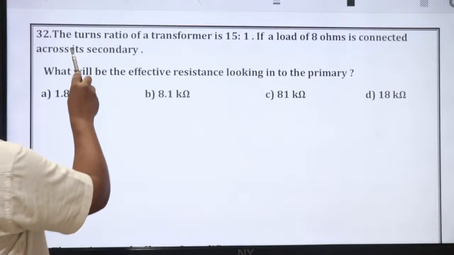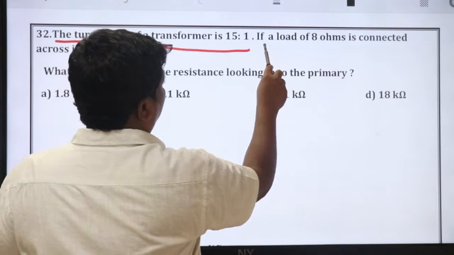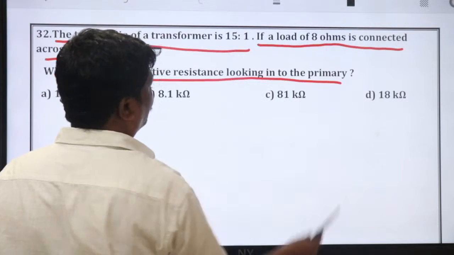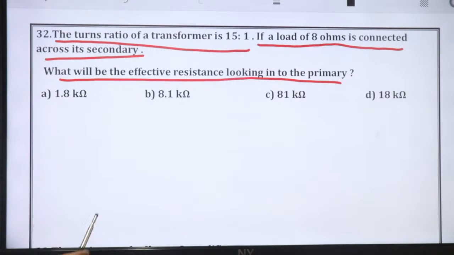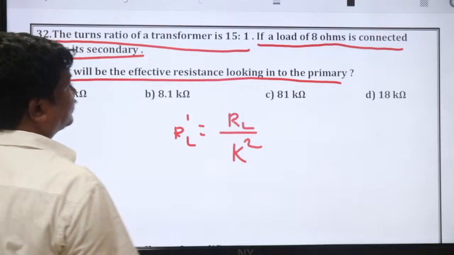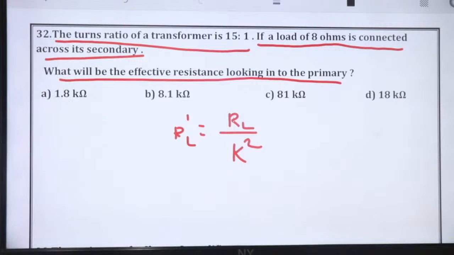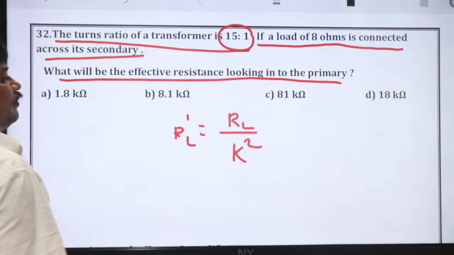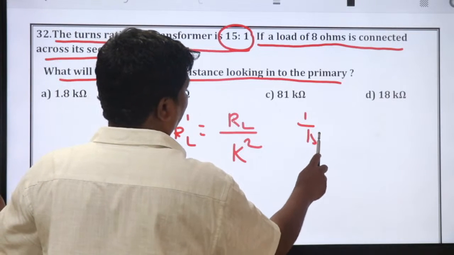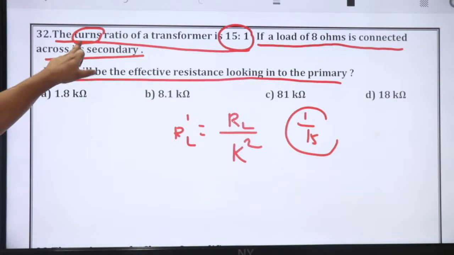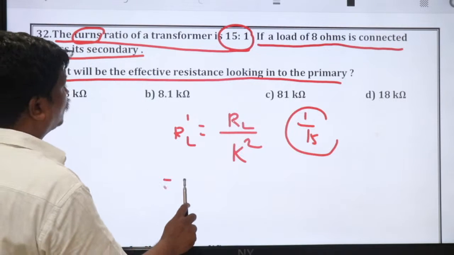See here. The turns ratio of a transformer is 15:1. If the load of 8 ohms is connected across its secondary, what will be the effective resistance looking into the primary? They are asking RL dash. RL dash is equal to RL by K square. So what is your K value? As per this given, 1 by 15. Actually, he has to give transformation ratio clearly. He should not mention turns ratio. They have to give transformation ratio here. 1 by 15.